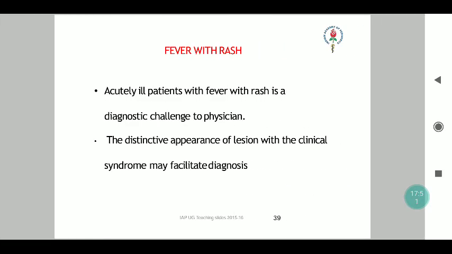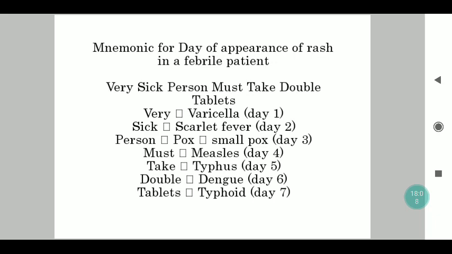Now, the common presentation in childhood, what we see for rashes, of course, is fever with rash. Acutely ill children with fever with rash are sometimes a diagnostic challenge, and each lesion and each syndrome presents with a difficult description of these rashes. Now, a simple mnemonic to recollect this is Very Sick Person Must Take Double Tablets. This has to do with the day of appearance of the rash in a febrile patient. V, very, stands for varicella, which implies that the rash appears on day 1. Sick for scarlet fever on day 2. P for person or pox, that is smallpox, on day 3.